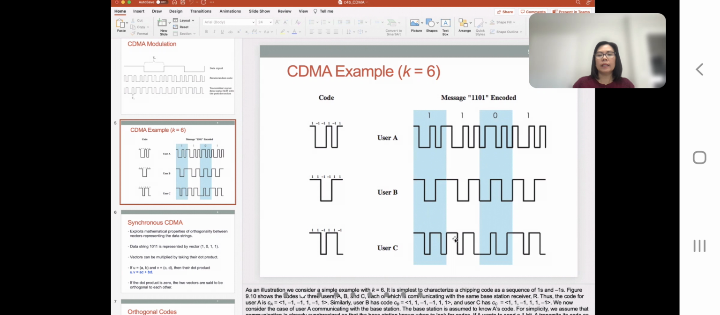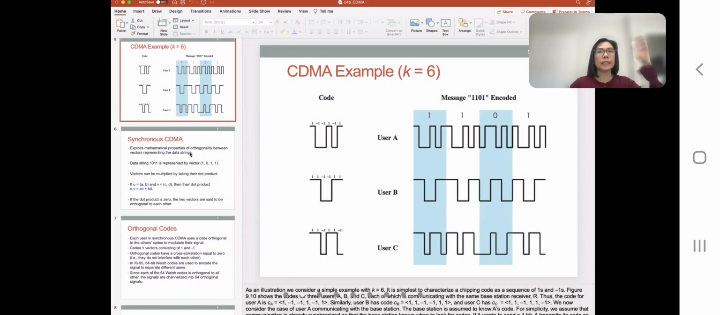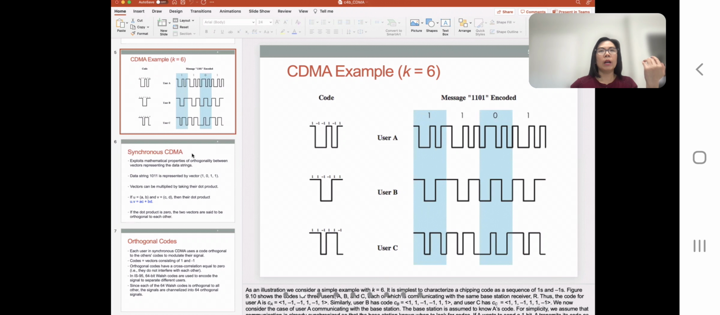Similarly, for C, the sequence of bits corresponding to 1101 if we use this code. Okay, so now that is the definition of CDMA. Now we go into details and see how CDMA is implemented and how different users can transmit on the same frequency at the same time, and we can still distinguish the data.